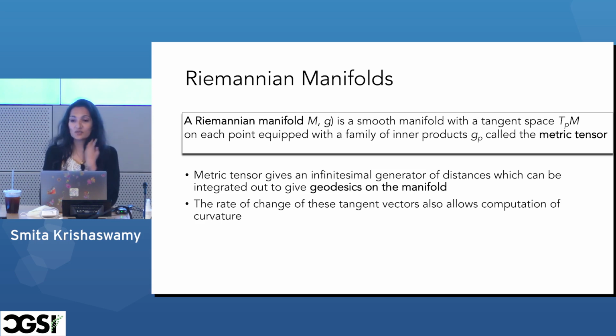So let me tell you about one other concept, which I started talking about again. I talked about a data manifold, but there's a concept of a Riemannian manifold. That's a smooth manifold where at each point there's a tangent space defined, and this gives rise to a family of inner products called the metric tensor. And these can be used to integrate it out to give geodesics on the manifold. So we want this kind of idea that you can have local distances that you can integrate out or walk along to get distances between distal points in your data. And we're going to use this also.